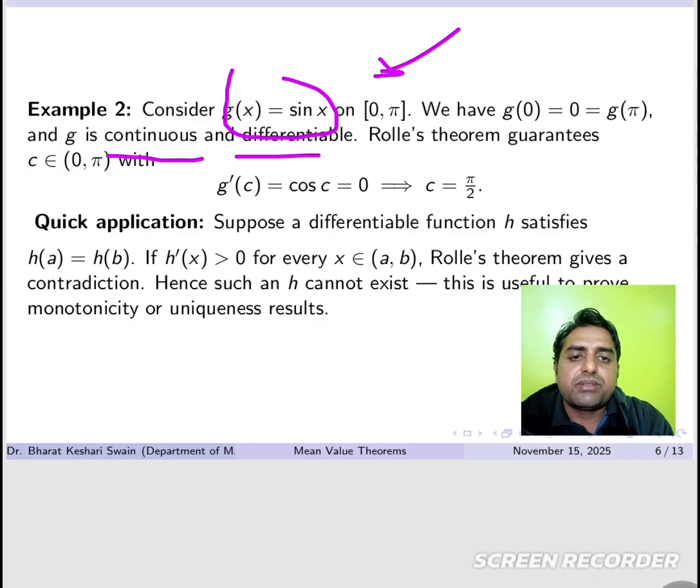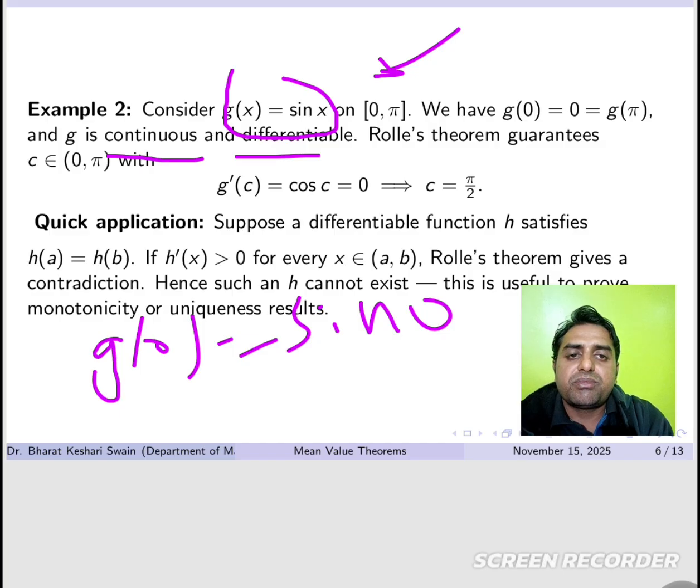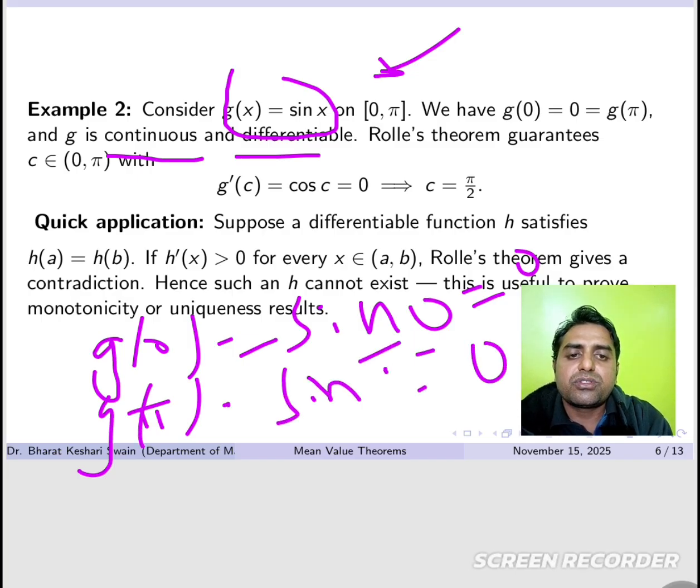Now g of 0 is equal to what? Sin 0. So g of 0 is sin 0, and g of pi is sin pi. Sin 0 is equal to 0, and g of pi equals sin pi, and that is also equal to 0. Now it is continuous, it is differentiable, and also g of 0 equals g of pi. So according to Rolle's theorem, g dash c must be 0.